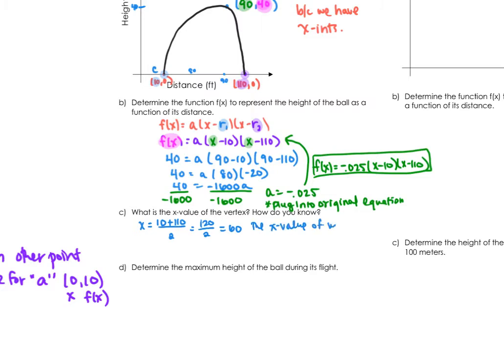So the x value of the vertex is 60 because it's halfway between the x-intercepts.